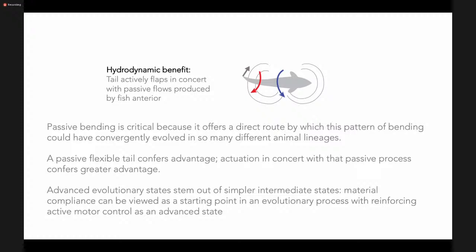The idea is that when you have a flexible or compliant tail, it confers some advantages to you. And then when you actuate in concert with that passive process, you get greater advantage. So this could be an evolutionary route towards this convergent design, because in evolutionary processes, you usually have an advanced state that stems from simpler intermediate states. And material compliance can be viewed as a starting point in this evolutionary process that led to this convergent design that was pointed out in Jack's paper.